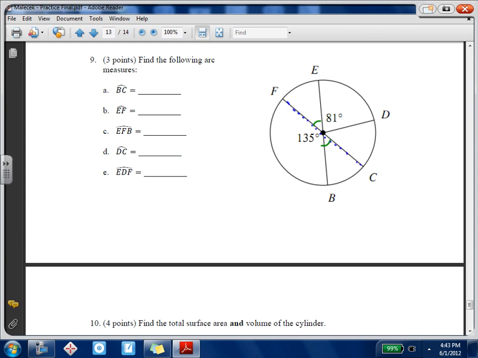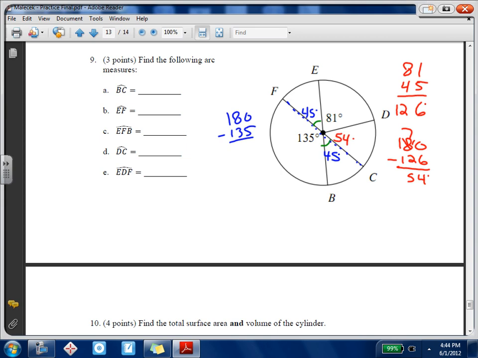Semicircles are 180 degrees. Therefore, if I take 180 minus 135, I'll get what arc BC is equal to, which is 45 degrees. That means that this piece, EF, must also be 45 degrees. Then if I use the same semicircle on the other side, I have 81 and 45 taken up already. So that means I have 126 degrees already used. I need to find out what's left, so I do 180 minus 126. That leaves me with 54 degrees. So 54 degrees.